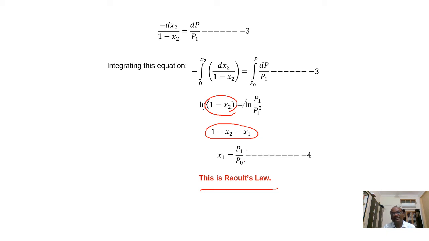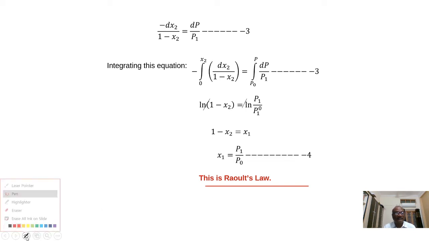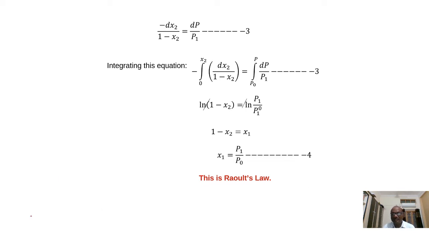X1 is equal to P1 by P naught, or P1 is equal to what we can write? In the case of a solution containing a non-volatile solute, P1 is the vapor pressure of that solution. So the vapor pressure of the solution is equal to the mole fraction of solvent into the vapor pressure of the solvent present in the pure state. This is called Raoult's law. Like this, we can also derive an equation for Raoult's law with the help of the chemical potential concept.